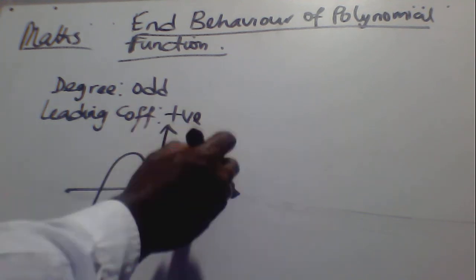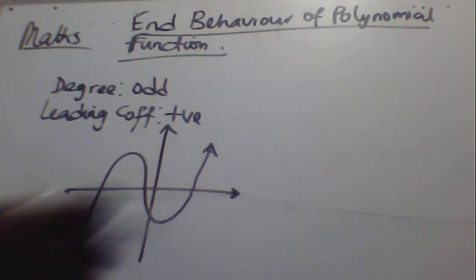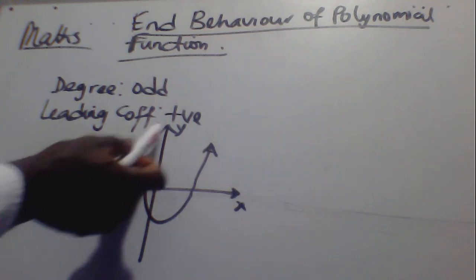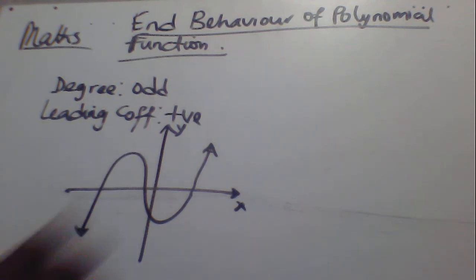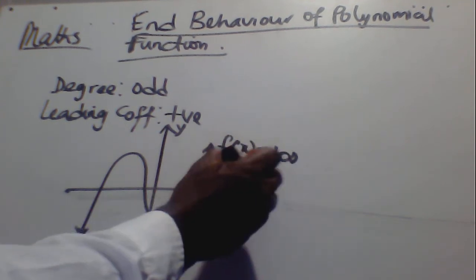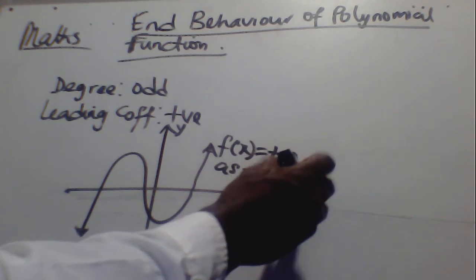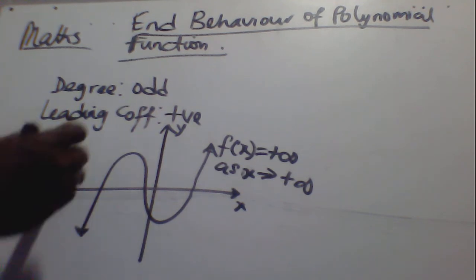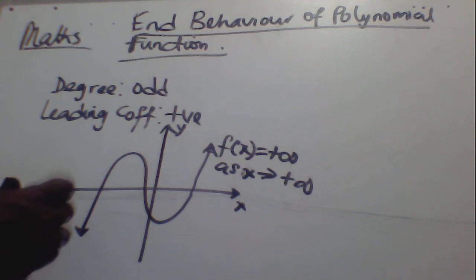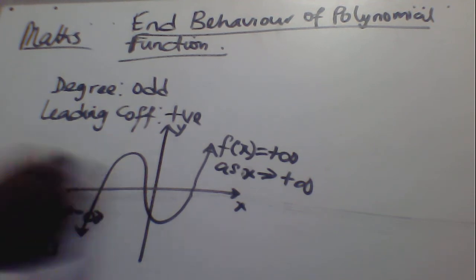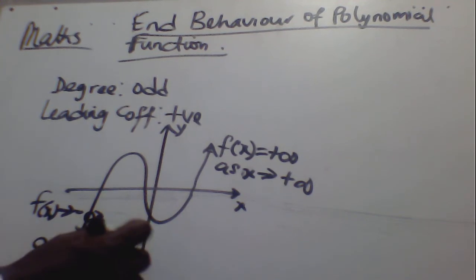The graph will look like this. So you see it, here is y axis and here is x axis. So when the degree is odd and the leading coefficient is positive, the graph will look like this. In this side, f of x, the function itself will tend to positive infinity as x tends to positive infinity. Here in this side, f of x will tend to negative infinity, because you see the graph is going down as x, this is the negative side of x, tends to negative infinity.